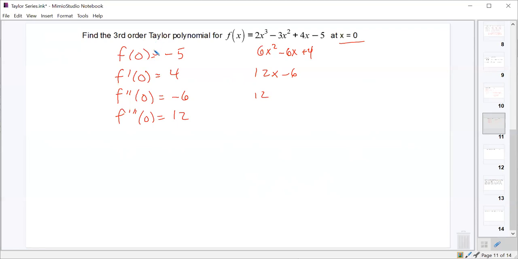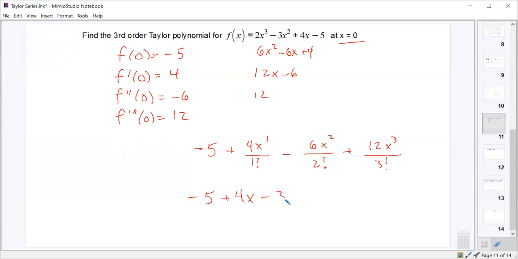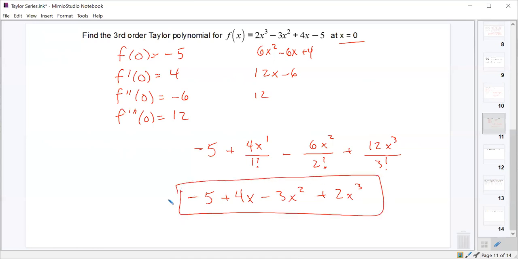Okay, so we should have -5 plus 4 times x to the first over 1 factorial. And then we should have -6, x to the second over 2 factorial. And we should have plus 12 x to the third over 3 factorial. And -5 is just -5. 4 over 1 is just 4. 6 over 2 factorial is just 3. And 12 over 3 factorial is 12 over 6, which is 2. And we end up with our exact same polynomial that we started with. Good or no?